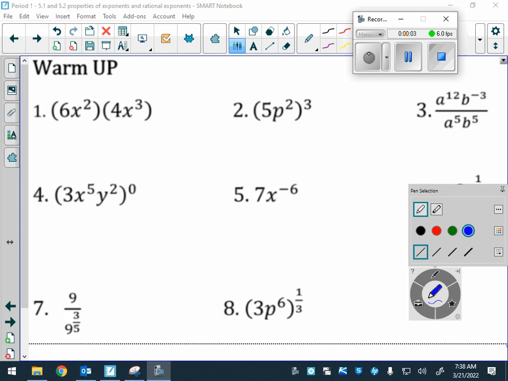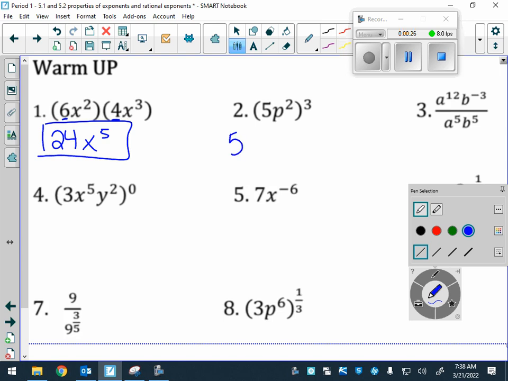For number 1, what do we got? What's our answer? Good. 24x to the 5th. You're multiplying 6 times 4, and then you're adding those exponents. Excellent. Number 2. Camilla?